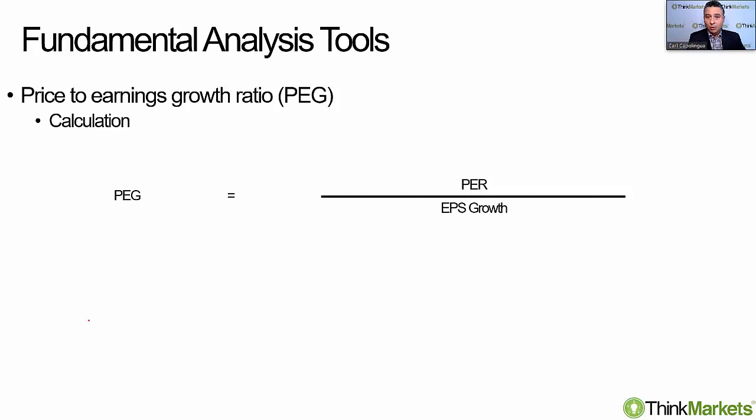The calculation, once again, is very simple. We simply take the price to earnings ratio we've just learned how to calculate and divide that by the EPS growth rate. And the EPS growth rate, there's a number of ways you can do it, a number of metrics you could use to determine the growth rate. I would suggest to you the most common method of doing it is earnings per share. Another way to do it is net profit after tax.